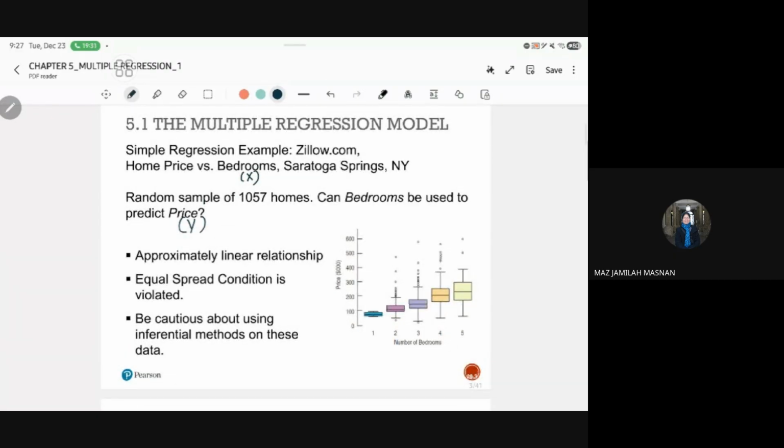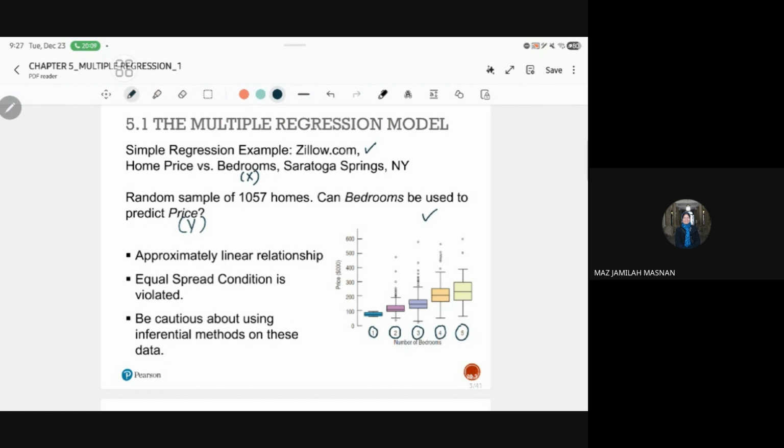This one is taken from Zillow.com. Unfortunately, in this slide we don't have the actual data, but the data is described in terms of the five number summary or box plot. We can see over here multiple box plots to compare based on the number of bedrooms. You can have one bedroom, two bedrooms, three bedrooms, four bedrooms, and five bedrooms.